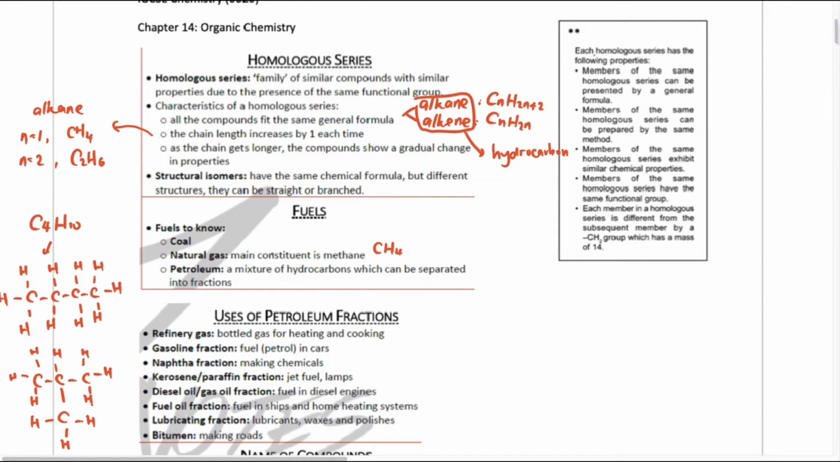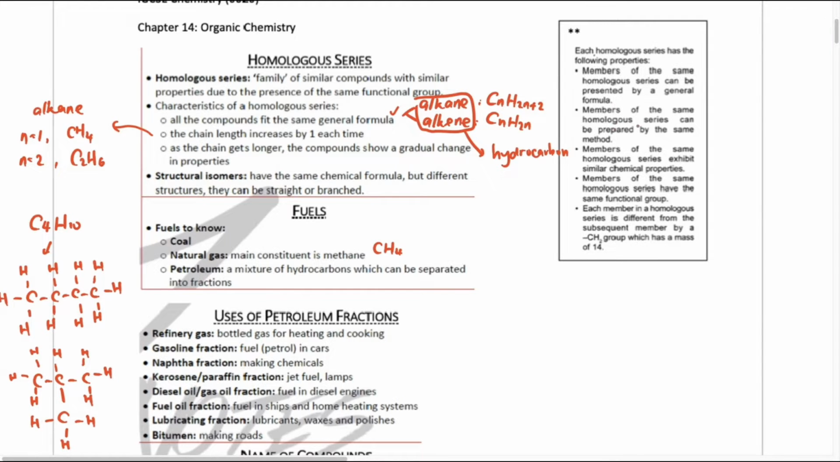Like you can separate into petroleum gas, petrol, then diesel, bitumen, kerosene. Okay, you can separate them into members. Now, just now we missed out this part. Let's take a quick look. Each homologous series has the following properties. Members of the same homologous series can be represented by a general formula. This one we have discussed already with two examples.